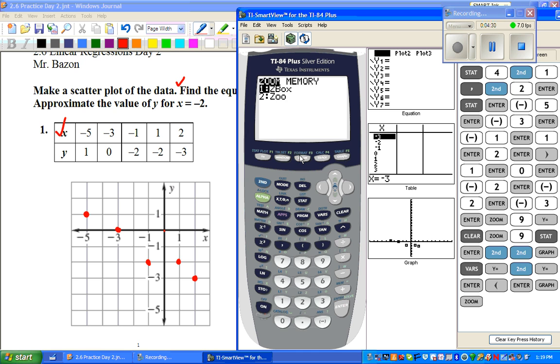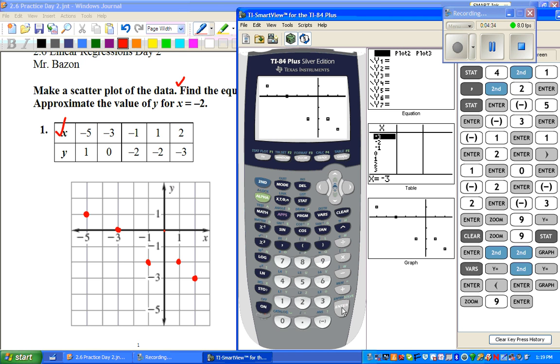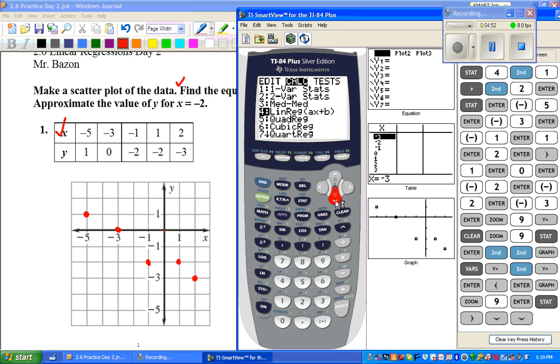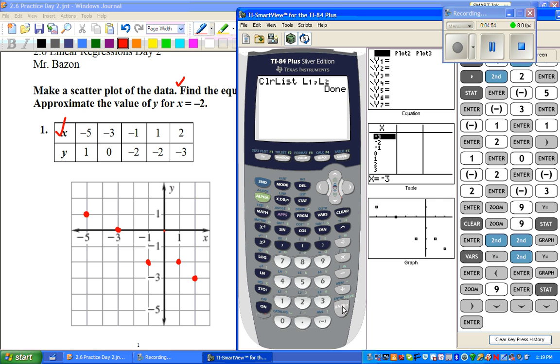And if I hit zoom 9 this time, it'll take me right to my points. So this graph right here should pretty much match what we see over here. Okay, now here's what we want to do. We want to go to Stat, and we want to go to Calculate. Okay, and we're going to go down to the one that says Linear Regression number 4. We're going to hit Enter.